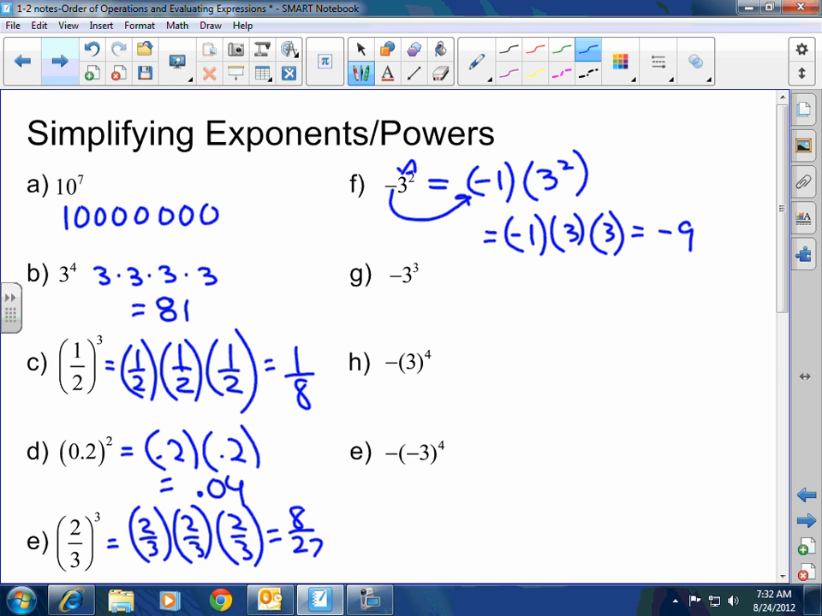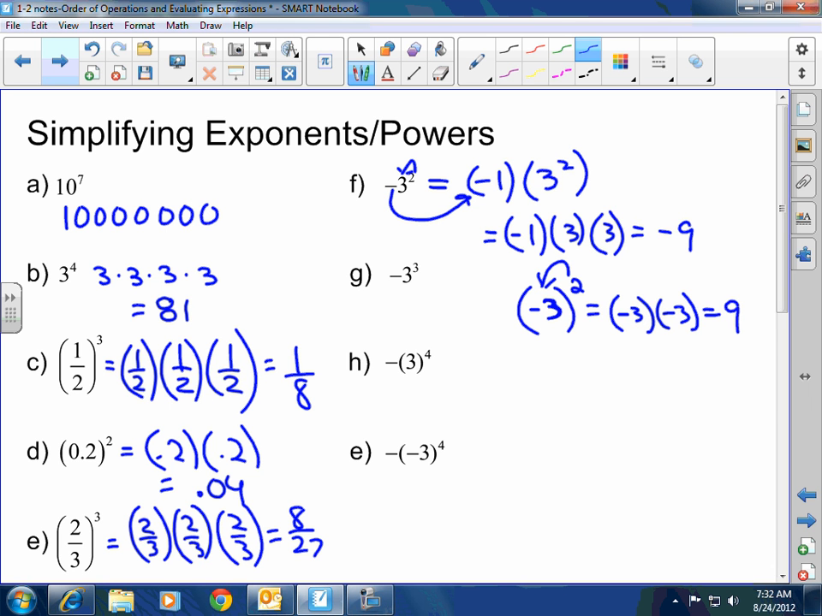Now that's very different from this: -3 inside the parentheses squared. The exponent always affects the number immediately to its left or everything inside of the parentheses. So -3 in parentheses squared would be -3 times -3, which equals +9. Please be careful with that, okay?